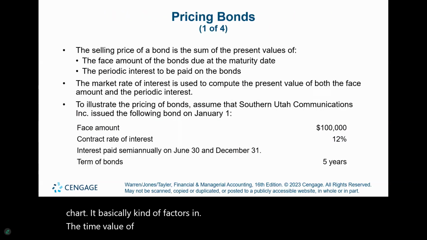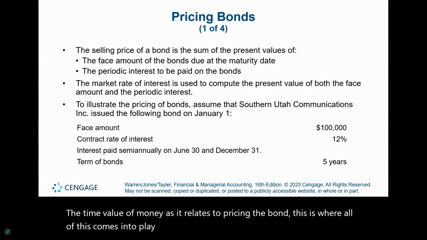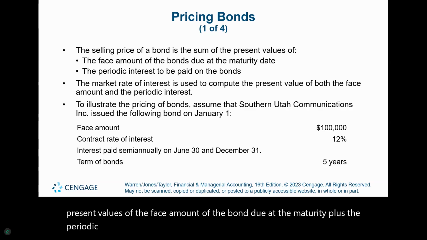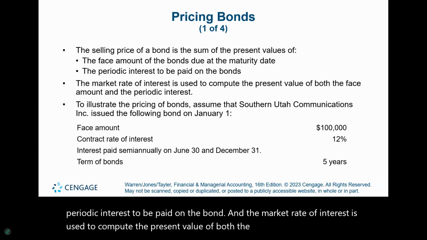As it relates to pricing the bond, this is where all of this comes into play. The selling price of a bond is the sum of the present values of the face amount of the bond due at maturity plus the periodic interest to be paid on the bonds. And the market rate of interest is used to compute the present value of both the face amount and the periodic interest.